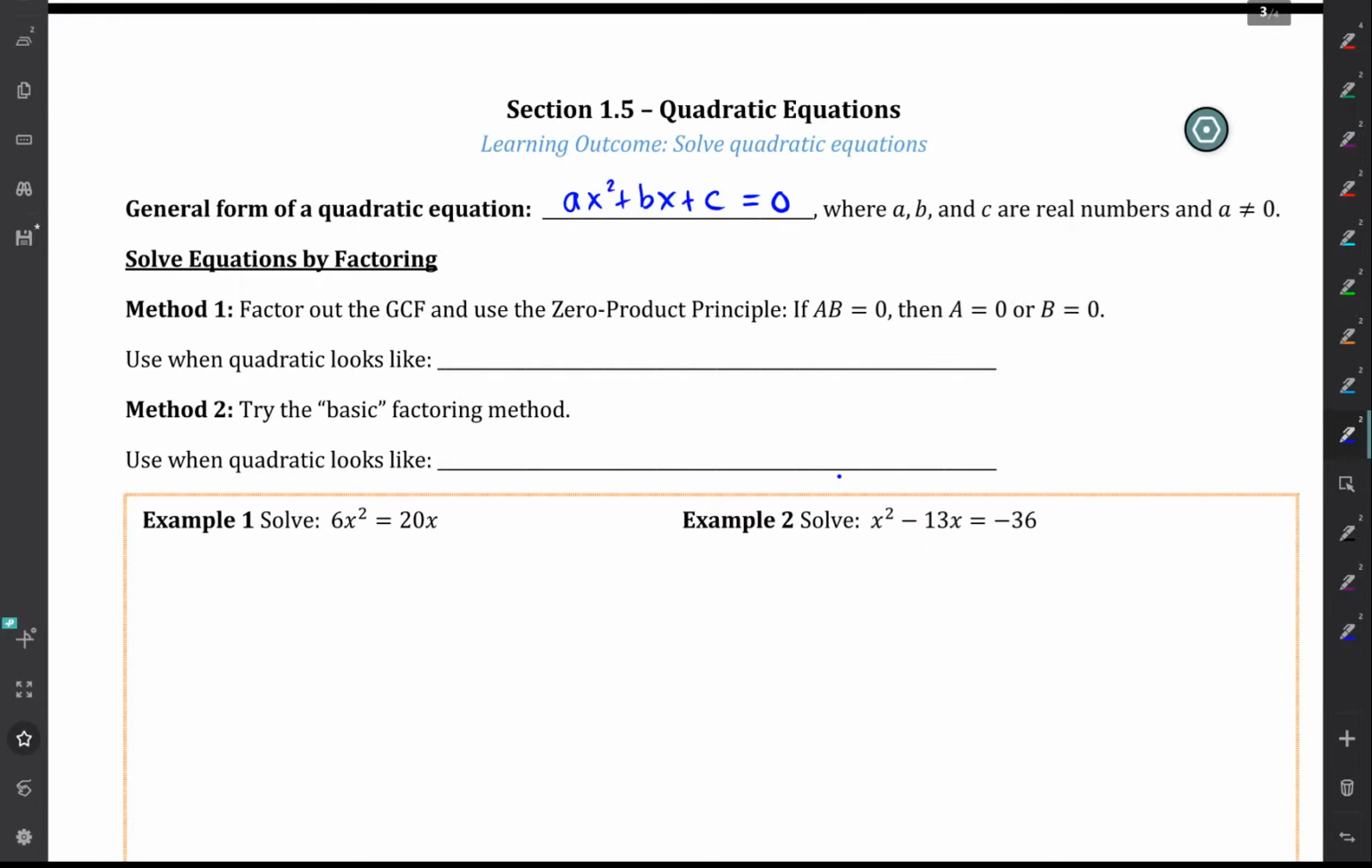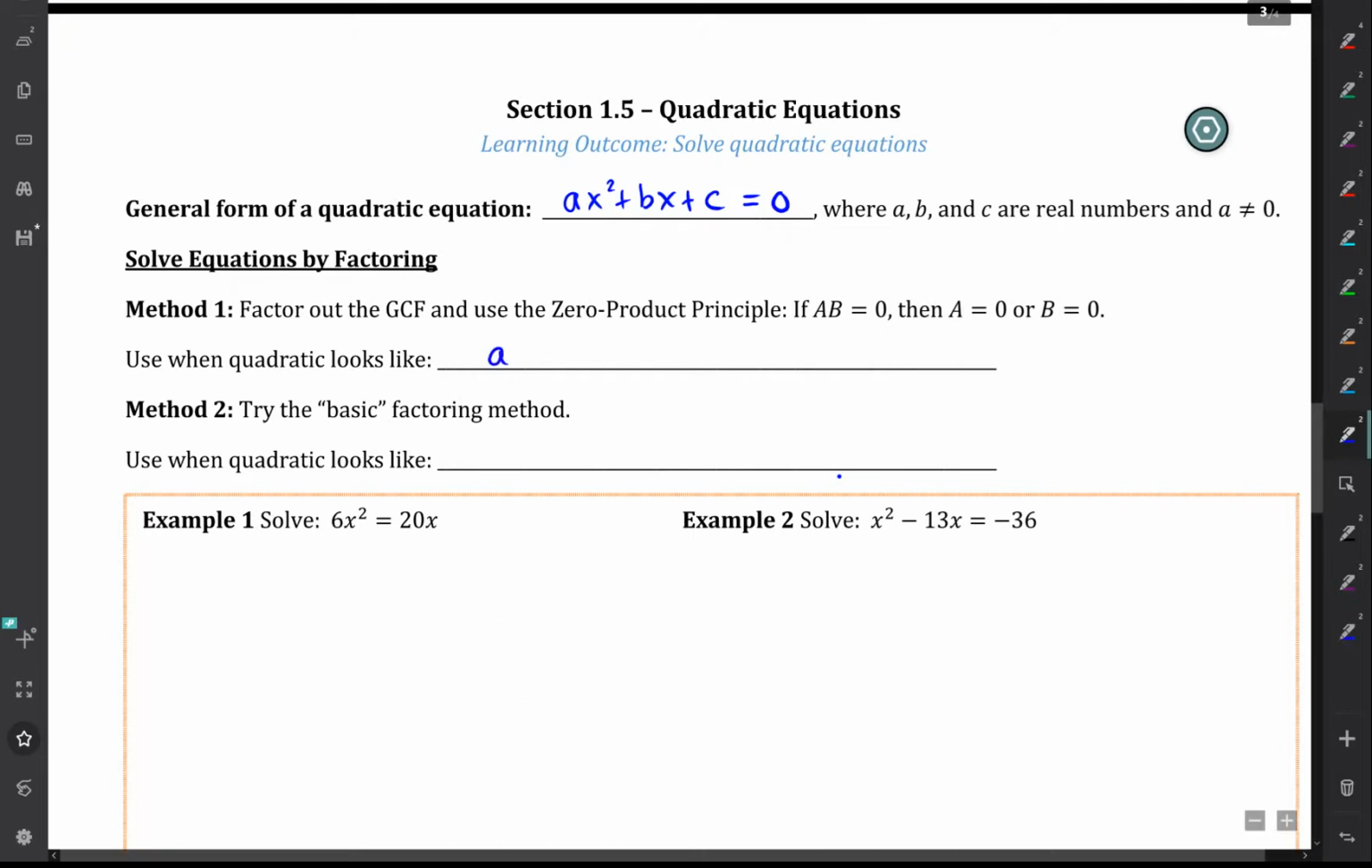So there are a number of different ways of solving quadratic equations. The first is called the zero product principle, and that's if a times b equals 0, then either a has to be 0 or b has to be 0. So you use this principle when the quadratic looks like the following: ax squared plus bx equals 0, and that's the case if c is equal to 0.